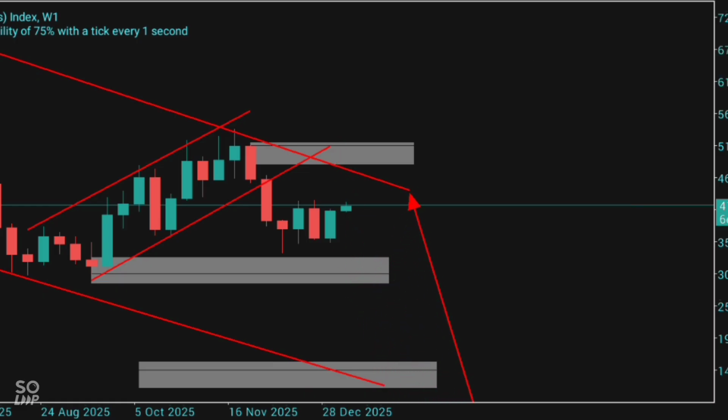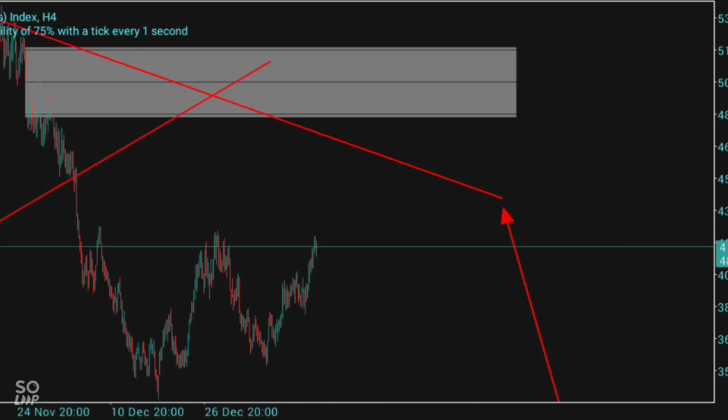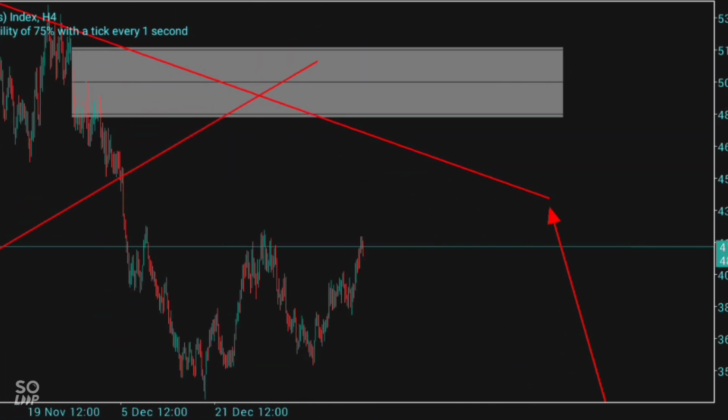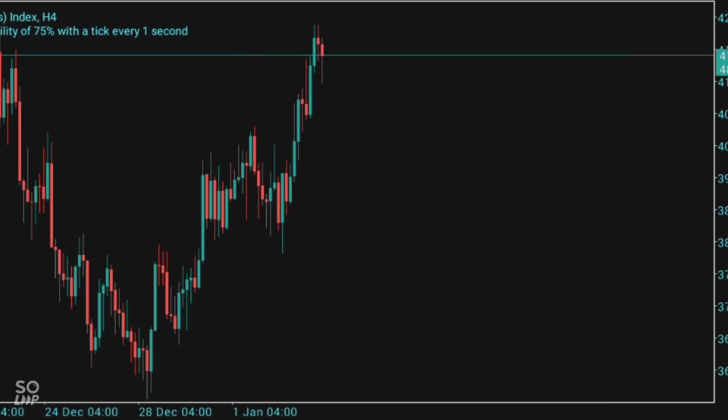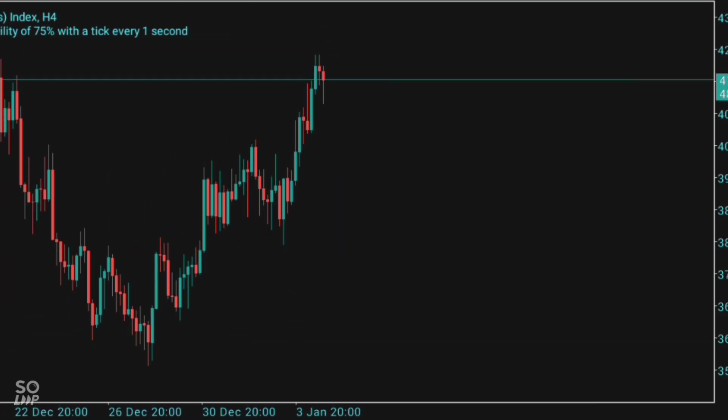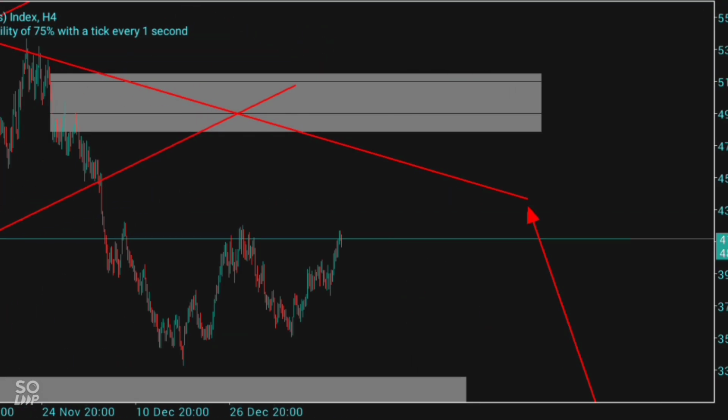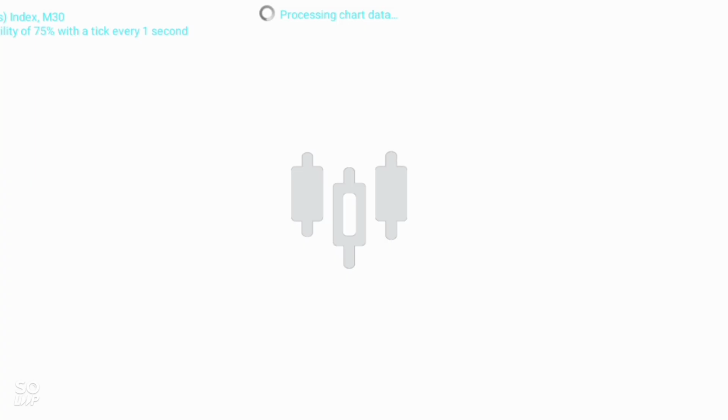Let me go to a lower time frame, like H4 here. We were in the daily. It's still printing candles here and there. Let me go to M30.